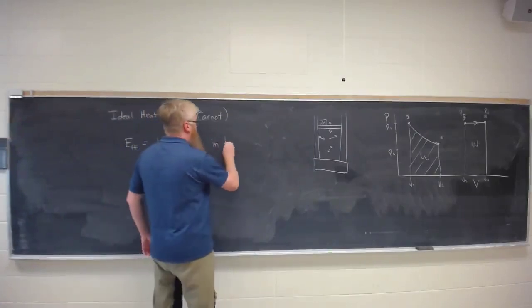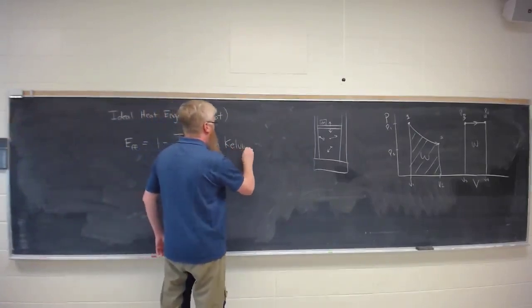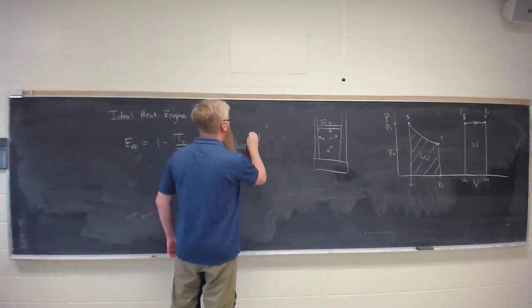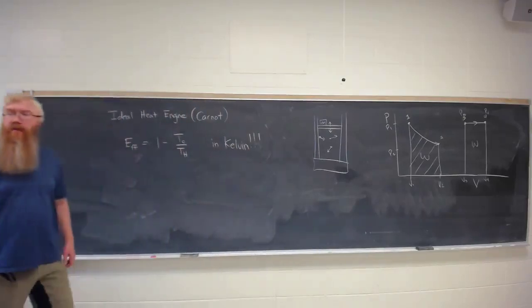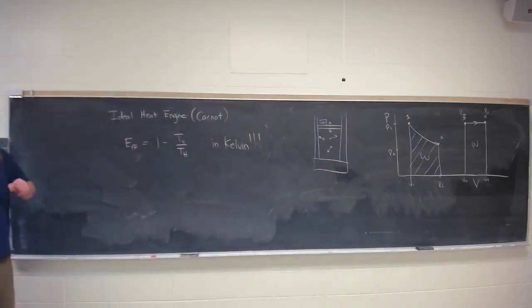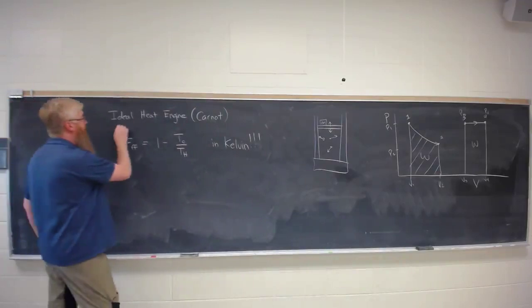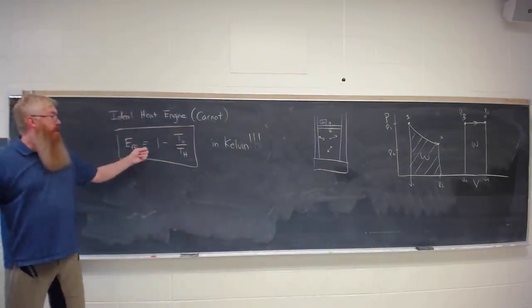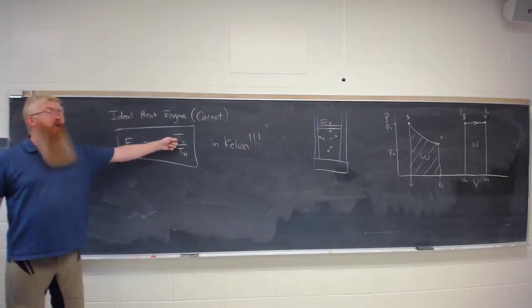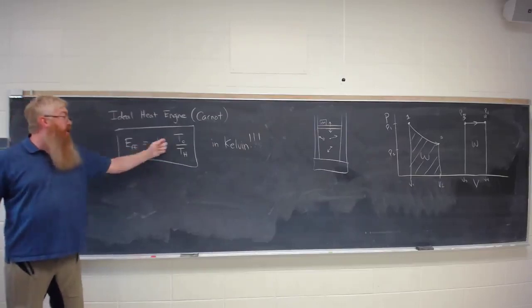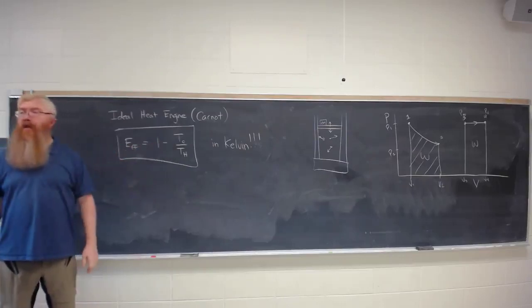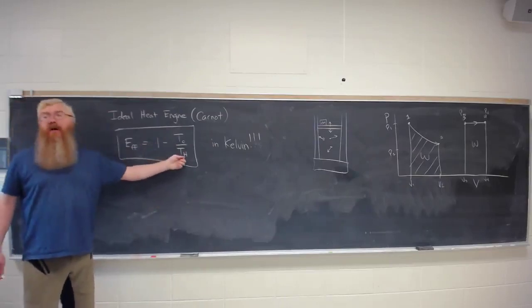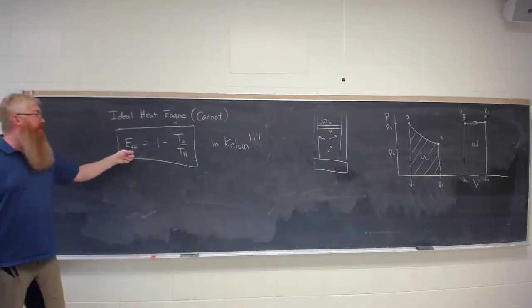In Kelvin. This one trips up a lot of people who want to use Celsius. This only works if the temperatures are in Kelvin. That basically means that if your cold reservoir is at absolute zero, your engine efficiency can be up to 100%. If your hot reservoir is infinitely hot, your efficiency can be 100%.